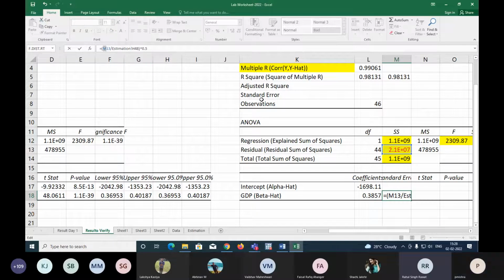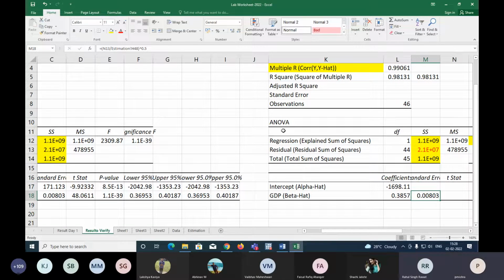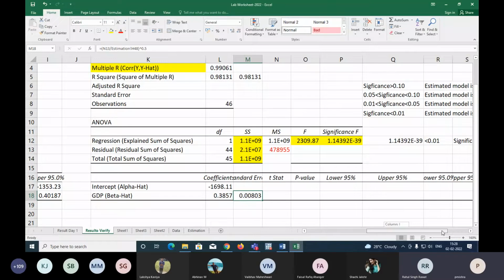This should be this one divided by estimation of, yeah, now I think it's okay. Yeah, you see. So what basically I just put it wrongly here. This should be automatic. This is what we are talking about, mean of RSS. I just clicked on the wrong cell.